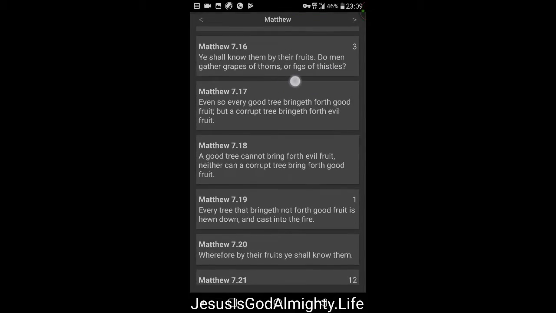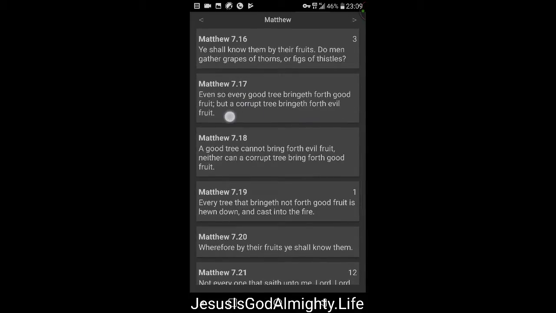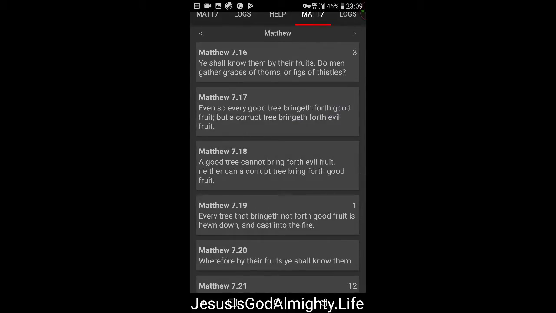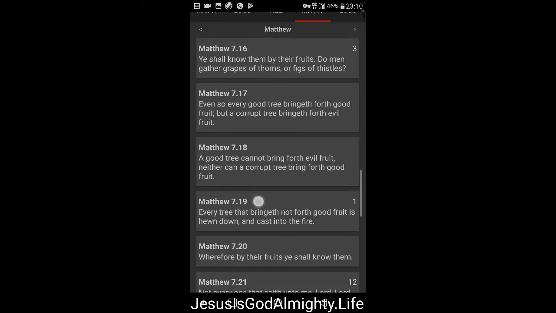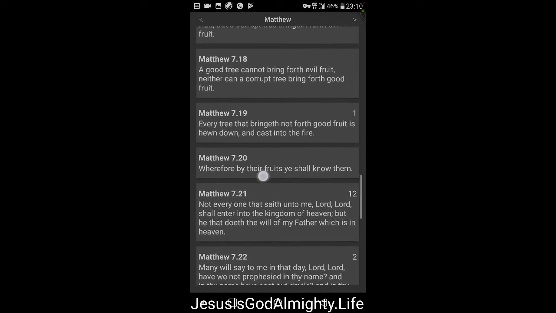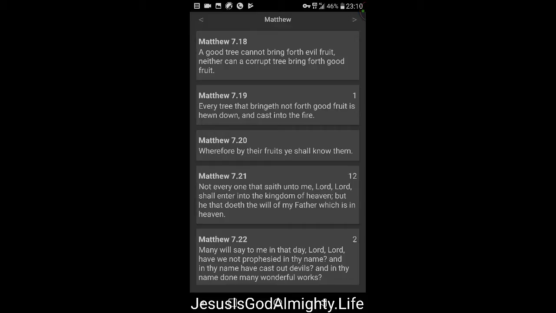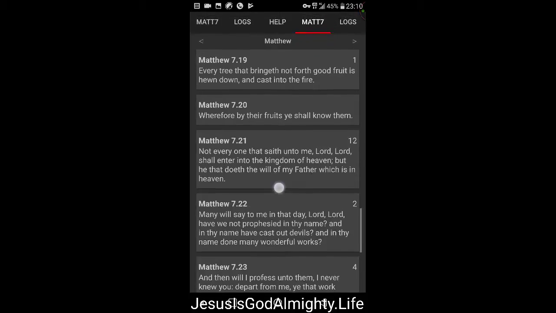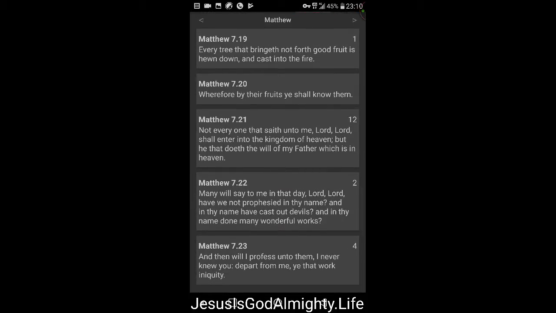Do men gather grapes of thorns or figs of thistles? Even so, every good tree bringeth forth good fruit, but a corrupt tree bringeth forth evil fruit. Now, is Roman Catholicism a good tree or a corrupt tree? I think it's rotten to the very core. A good tree cannot bring forth evil fruit, neither can a corrupt tree bring forth good fruit. Every tree that bringeth not forth good fruit is hewn down and cast into the fire. So what do we see here? We see that the bad trees, giving bad fruit, are the ones that are cast into the fire.